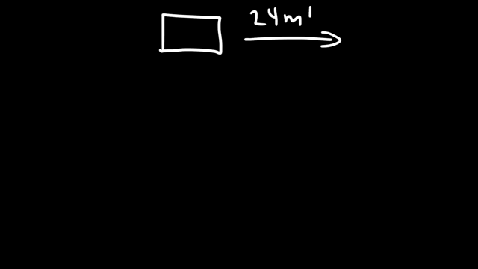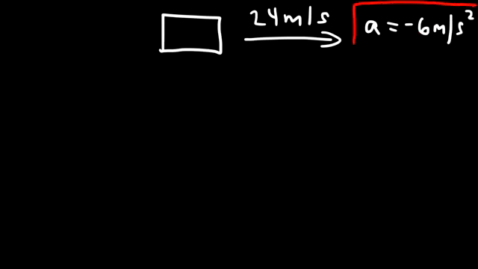Now let's say we have another object that is moving in an eastward direction at a speed of, let's say, 24 meters per second. But this time, let's say the acceleration is negative 6 meters per second squared. What's going on here? Is this object speeding up or slowing down? Whenever the acceleration and velocity have opposite signs, the object is slowing down. Whenever they have the same sign, it's speeding up.